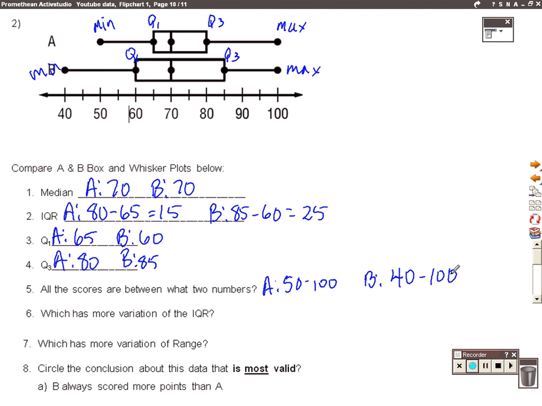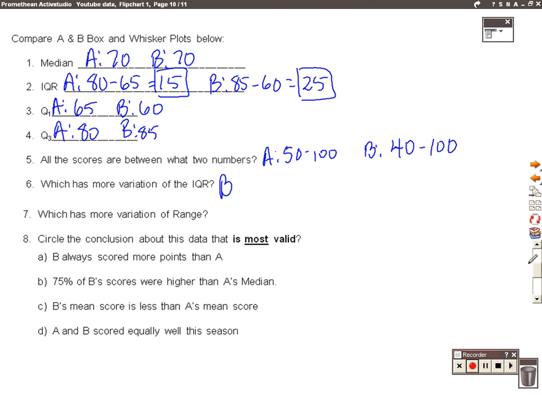Number 6, which has more variation of the interquartile range? Well, if you look at the interquartile range, for A we have 15. For B, the interquartile range is 25, so B has a greater range because it's a larger value. Number 7, which has more variation in the range? Well, we haven't calculated the range, but if we calculate the range for A, the range for A is 50 because 100 minus 50 is 50, and the range for B is 60. So B has a greater variation in the range.